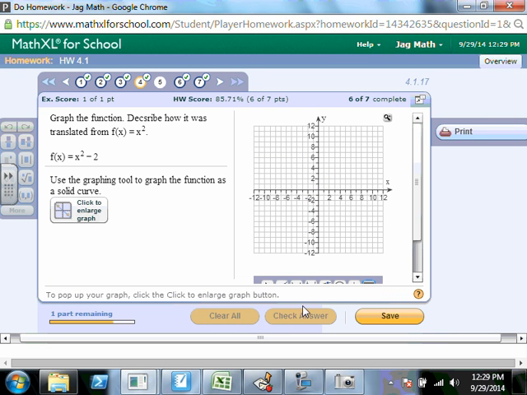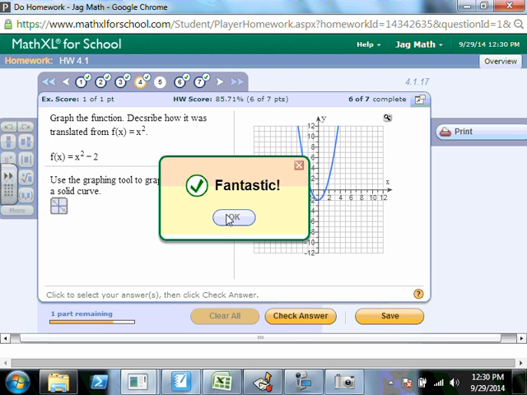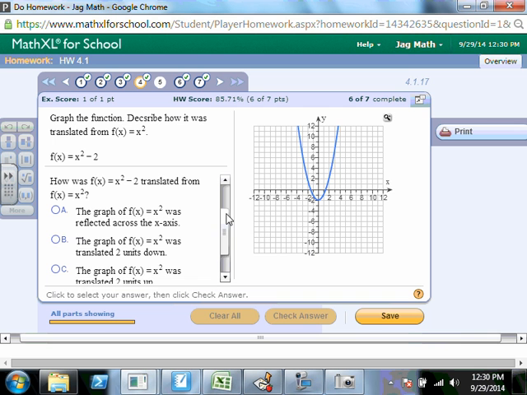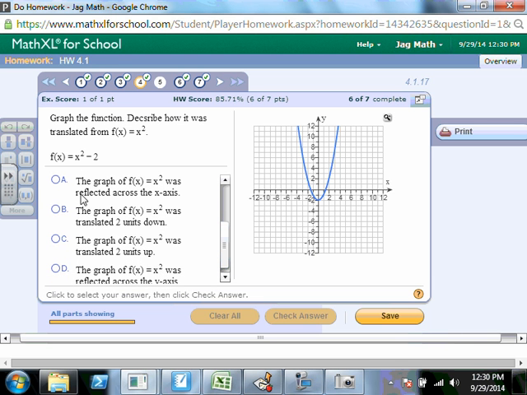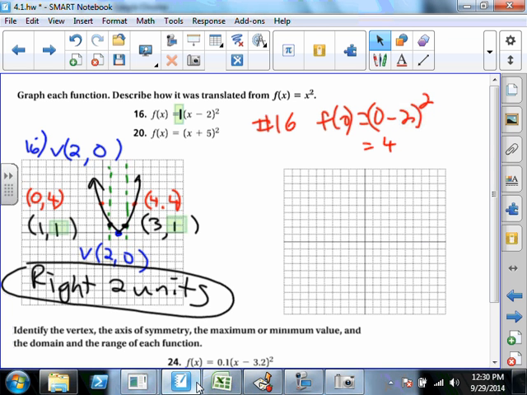Where's the vertex going to be? 0, -2. And then what do I do? Go over 1 and up or down. I'm hearing 1. Up 1 or down 1? Up 1, yeah, good. Okay. And how does this one relate to the parent function? 2 units down, good. All right. Well, I think we're moving right along with this. Is everybody cool so far? All right.